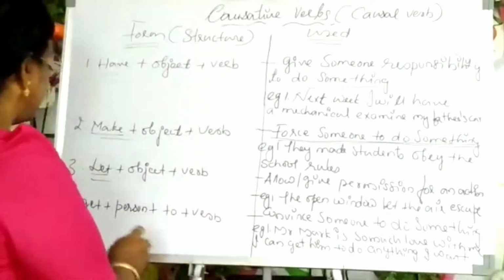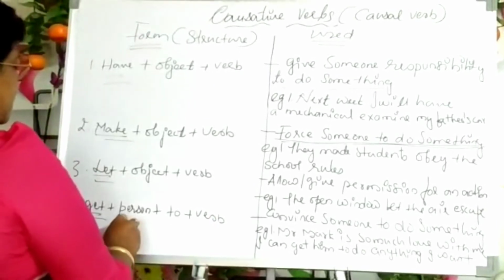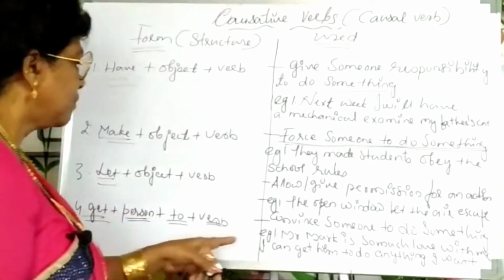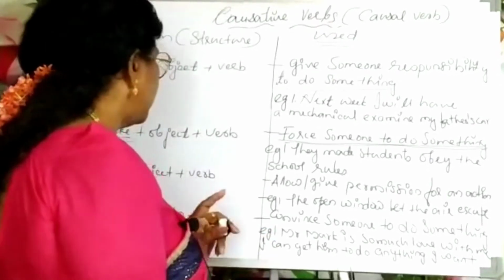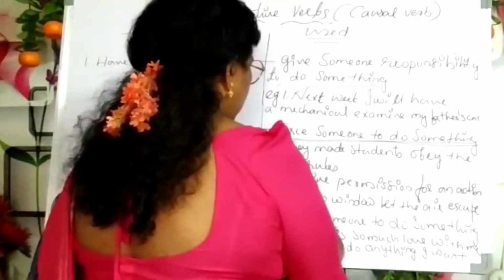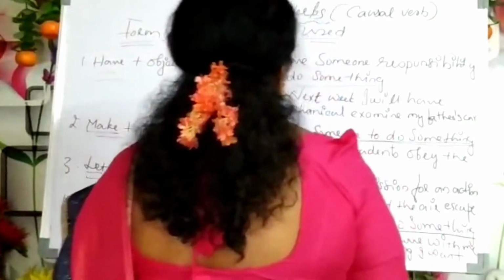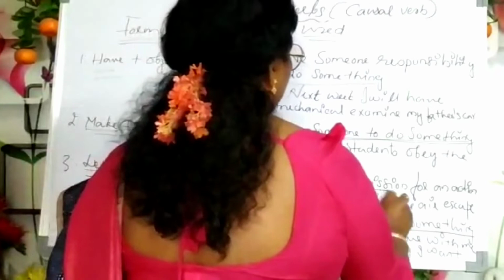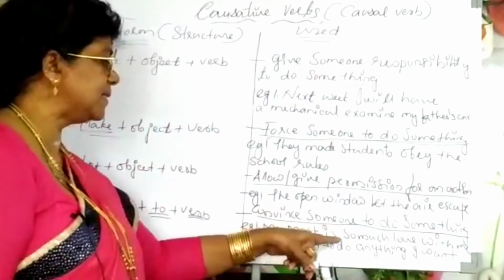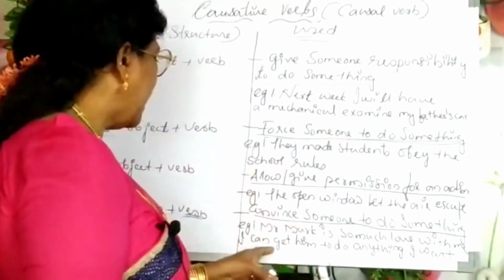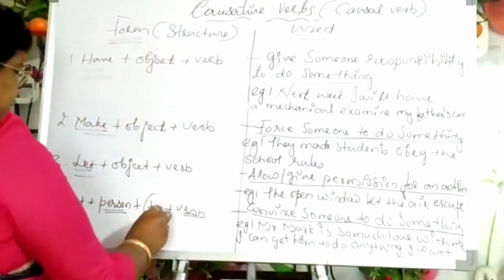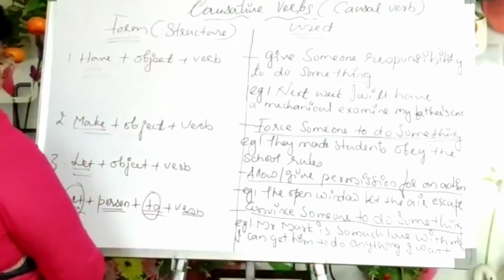Then get. Get plus person plus to plus verb. Whenever we are using get, what's the meaning of get? Convince someone to do something. Convince someone to do something. Here, for let, it is allow or give permission for an action. So, example, Mr. Mark is so much in love with me. I can get him to do anything I want. So we use the to-infinitive whenever we are using get.